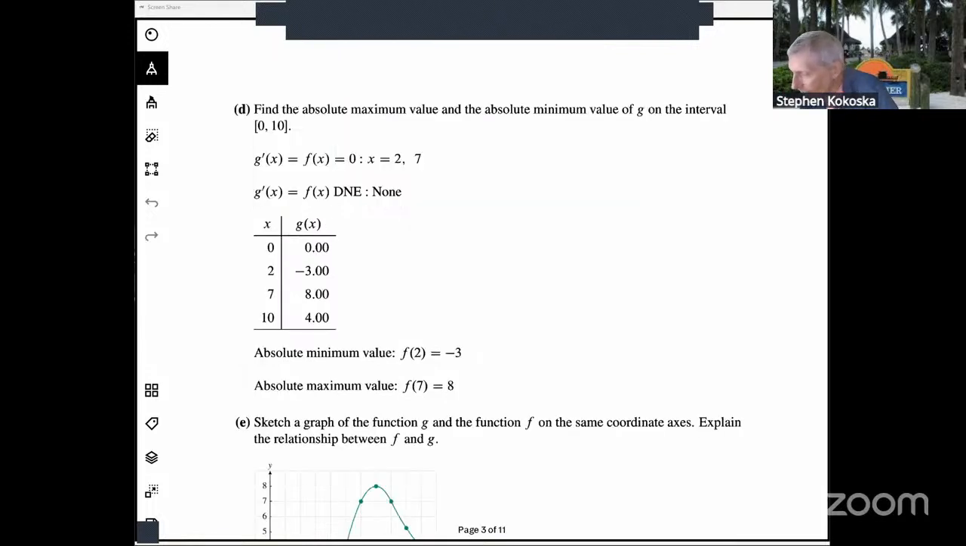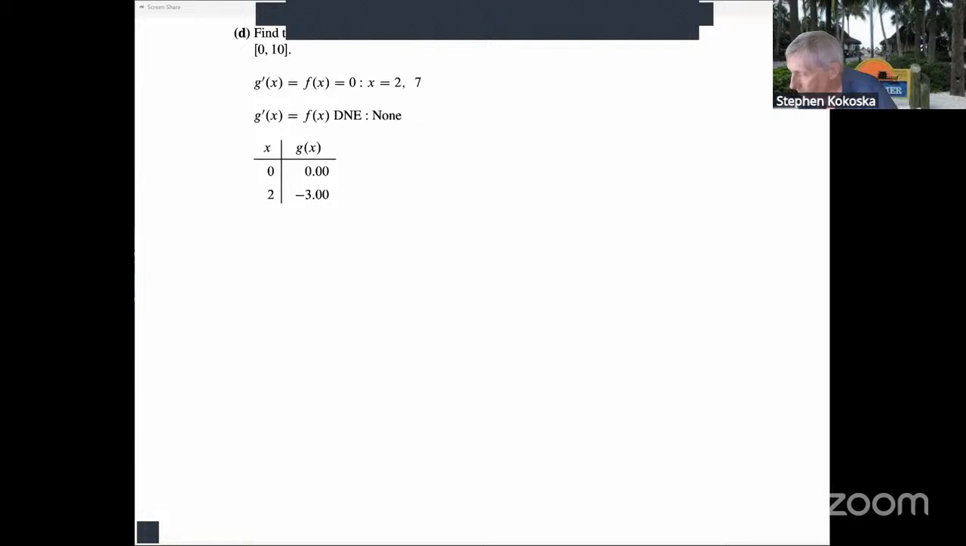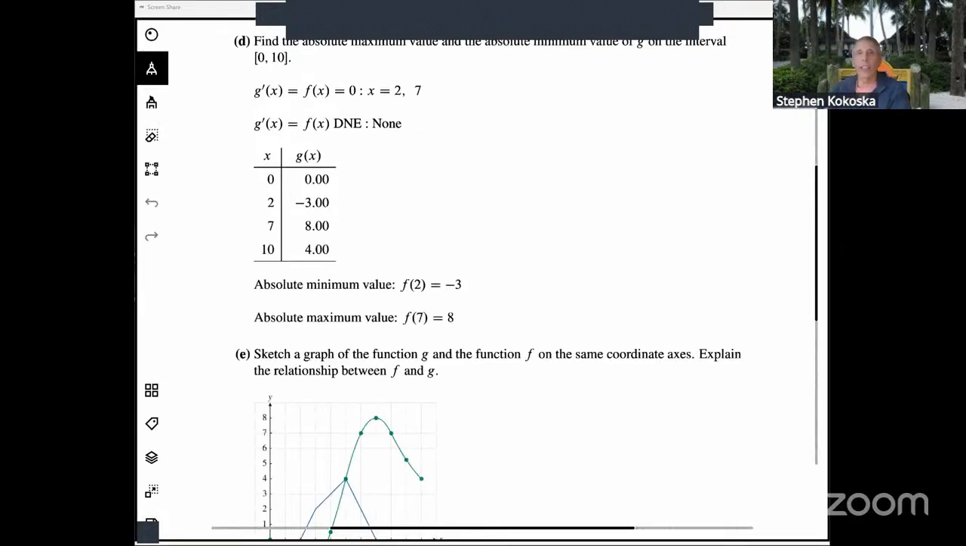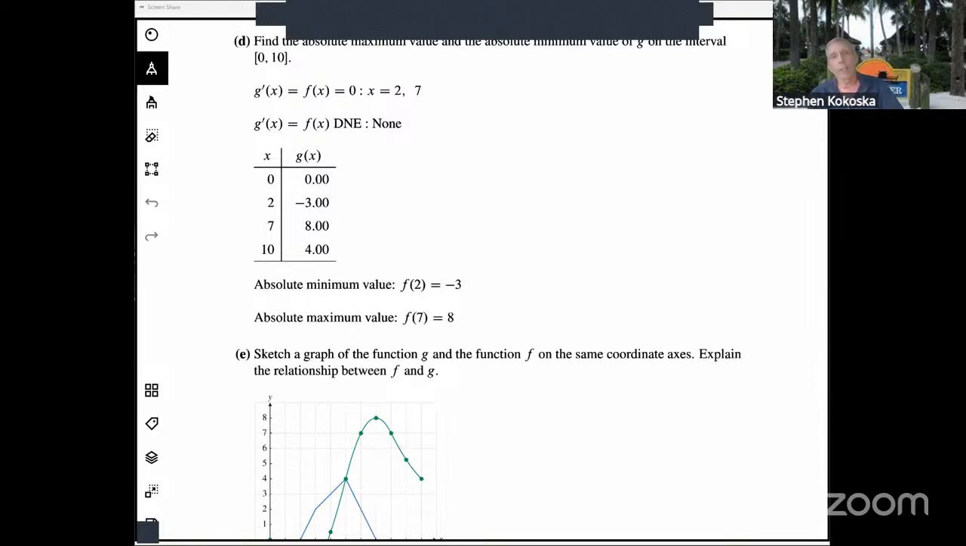Part D. Can we find the absolute maximum value and the absolute minimum value of the function g on this interval 0 to 10? Well, how do we do that? The first thing we do is set out to find the critical values, the critical points of this function g. So where is g prime equal to f, where is that equal to 0? I'm sorry that I did not really reproduce that graph in this part D, but it is kind of down below. If you can bear with me, it is 0 at x equal to 2 and x equal to 7.